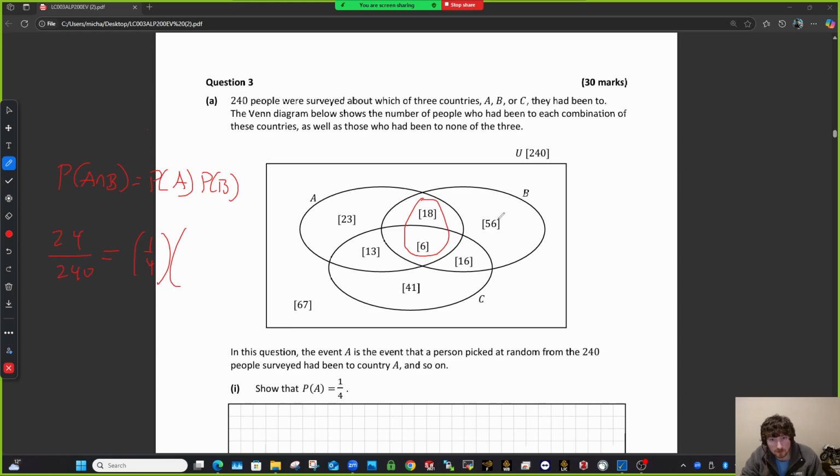And then we can work out the probability of B here by hand. It's adding up those 4 digits there. I'll write it in. 18 plus 6 plus 16 plus 56 over 240. And that left side works out as a tenth. So then you get a tenth equals a tenth. So yeah, and they are independent because that formula up there works. So yeah, that's grand.